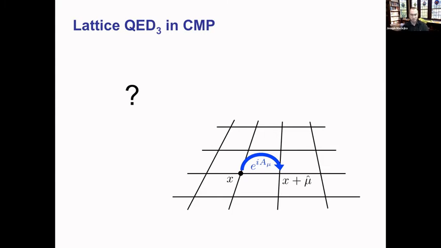So the question is, where do we get relativistic fermions? And also, where would we get dynamical gauge fields if we're going to arrive at some lattice QED3 description? We know that this can arise as an effective low energy description of certain strongly interacting quantum many-body systems, in particular in reduced dimensions.